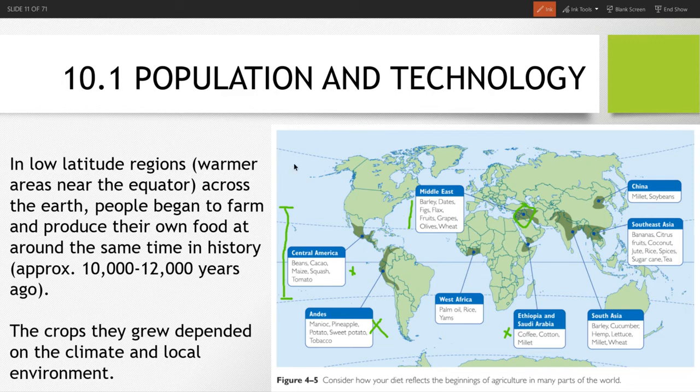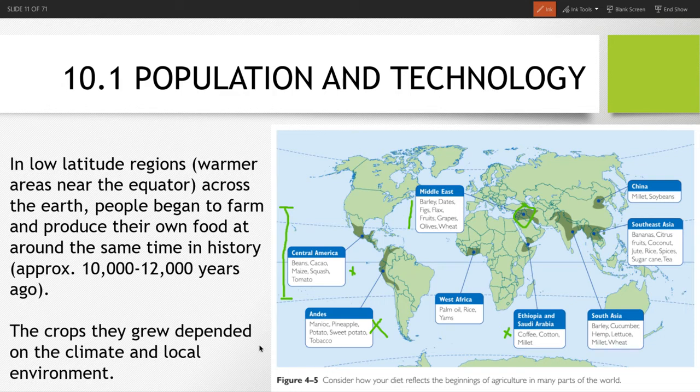So what we note is that in low latitude regions, in particular, climatically, those places are going to be warmer. They're closer to the equator. People began to farm and produce their own food at around the same time in history. So we'll say anywhere around about 10,000 years ago. Okay. The crops they grew depended on the climate and the local environment. Okay. And that's just reasonable. That makes sense. Okay. Because you will have geographic differences from one part of the world to another.